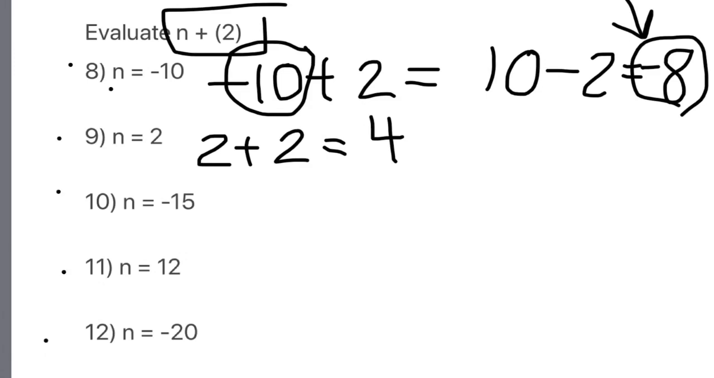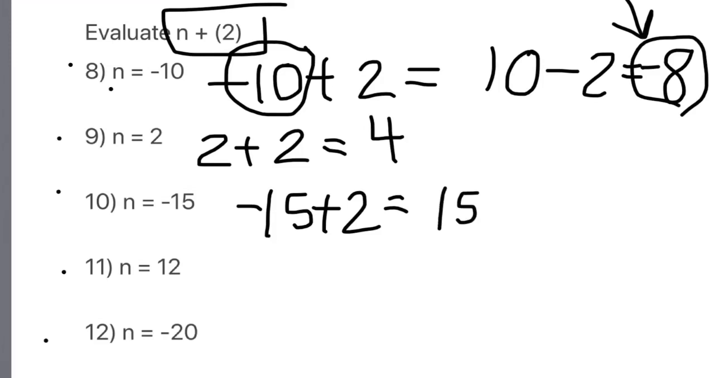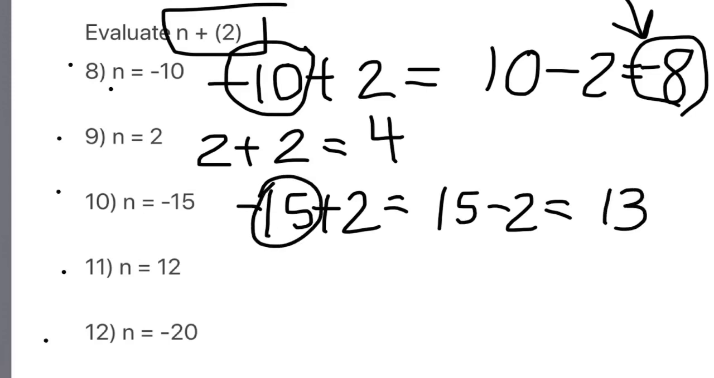When we plug negative 15 into our expression, we have negative 15 plus 2. If we take the absolute value, we have 15 minus 2, which gives us 13. 15 has a larger absolute value, and 15 is negative. So our answer is negative 13. Again, if you owe $15 and you have $2, you can pay off part of what you owe, but you'll still owe 13 more. Pause the video and try number 11.